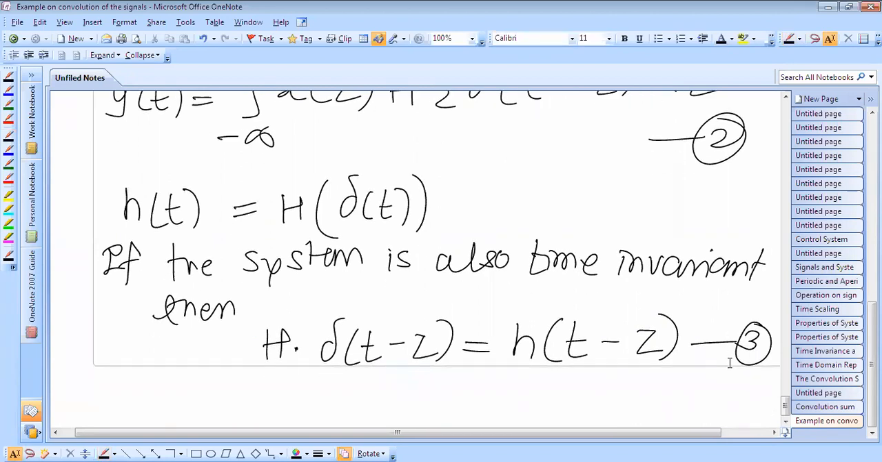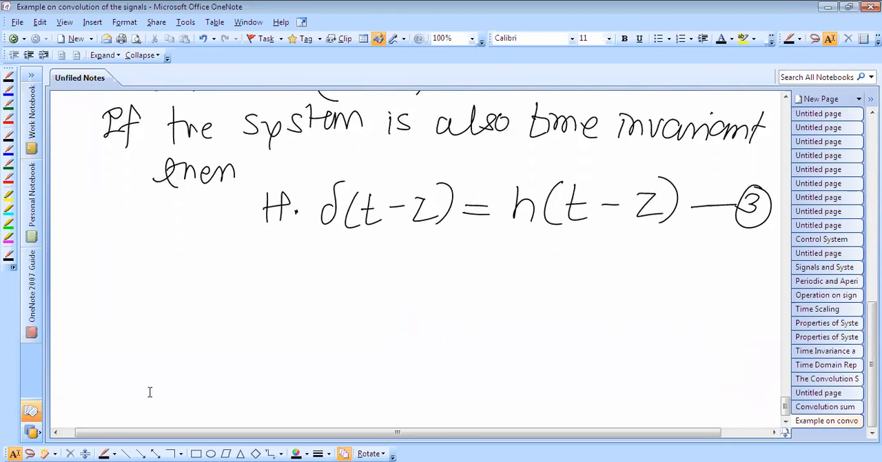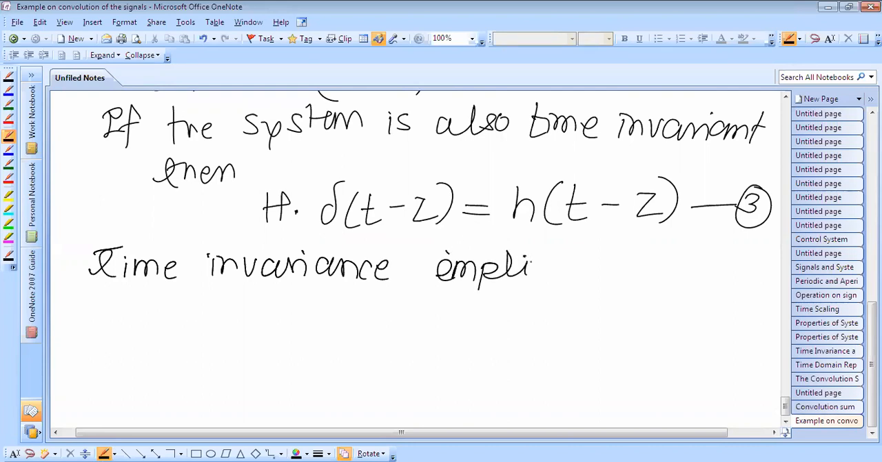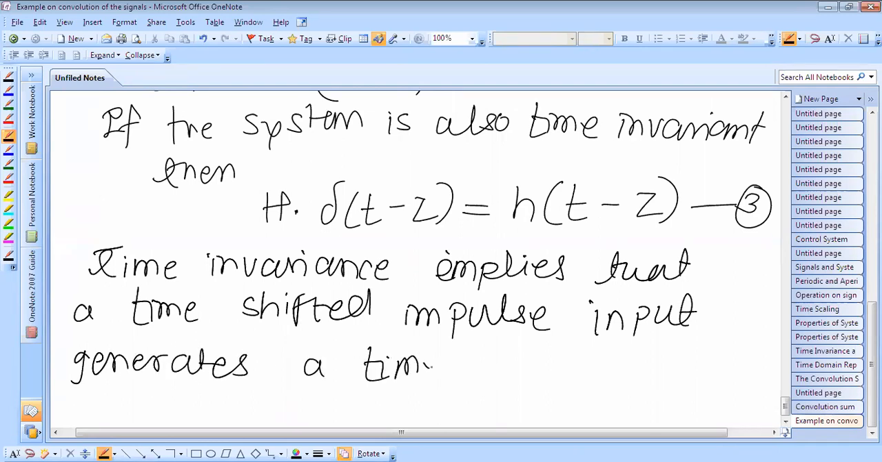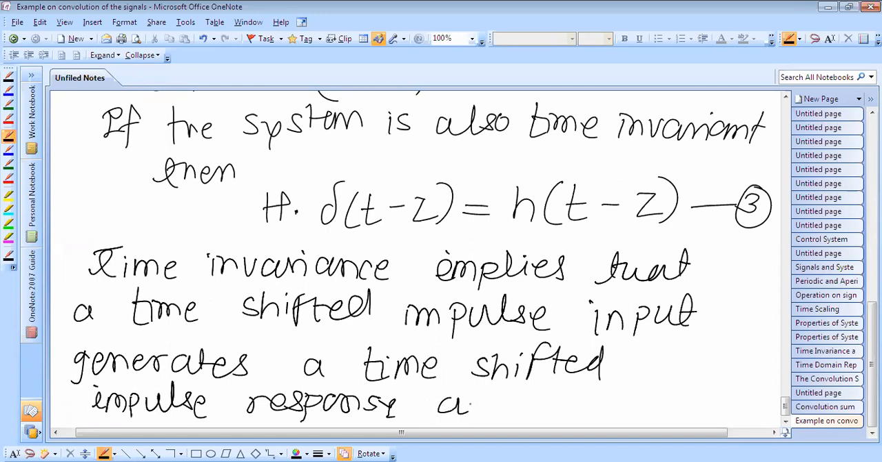Okay, so time invariance implies that a time shifted impulse input generates a time shifted impulse response output.